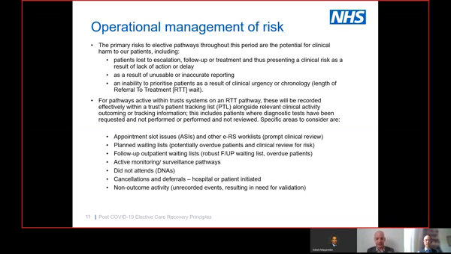So we need to have mechanisms for looking at cancellations and deferrals, whether they be hospital or patient initiated, and non-outcomed activity. So we need to make sure that every clinical or administrative event is recorded in our PAS system, so that when we do come to validate and clinically review, we have all the information at our disposal to be able to make the right call for the patient. So those are some of the thoughts around the operational management of risk.